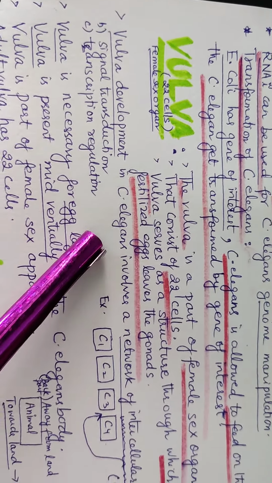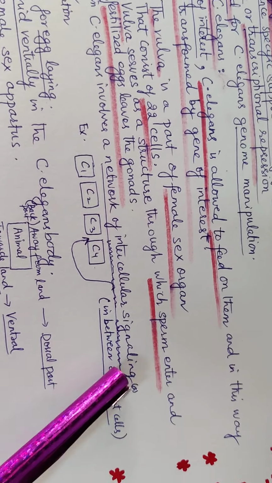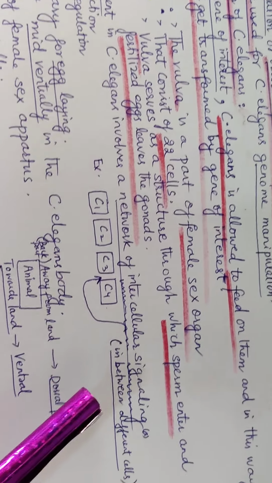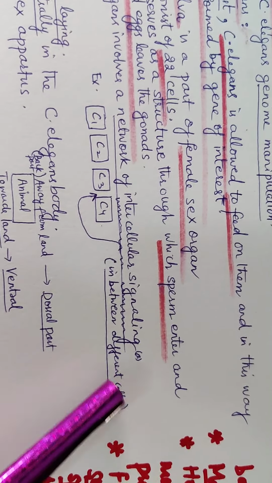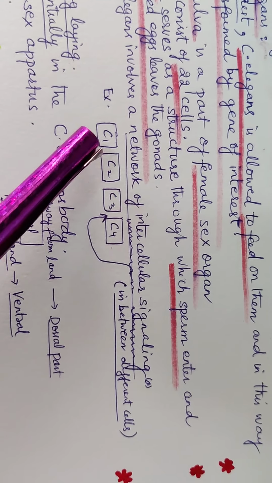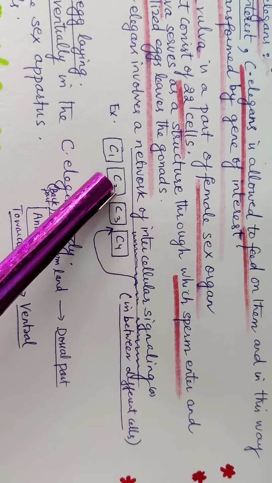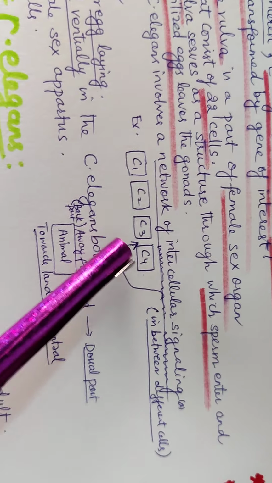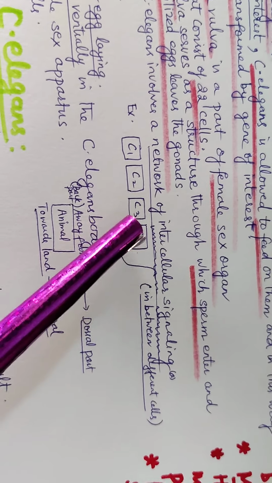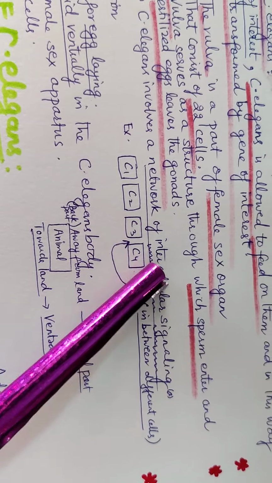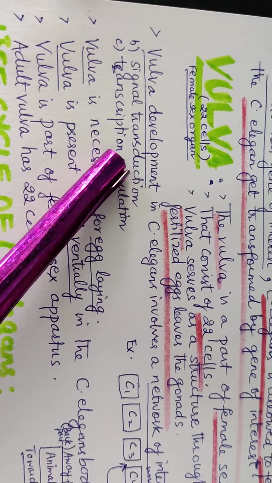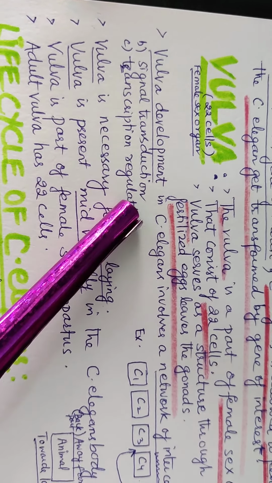Vulva development in C. elegans involves a network of intercellular signaling. Intercellular signaling is between the different cells. Here, for example, the 4 cells are shown. C is cell, and number 1, 2, 3, 4 tells 4 cells. When the signaling takes place between the cells, it is called intercellular signaling. If it takes place within a cell, it is called intracellular. So here it is intercellular signaling. And the second process, signal transduction, takes place in there. Transcription regulation also takes place in there.